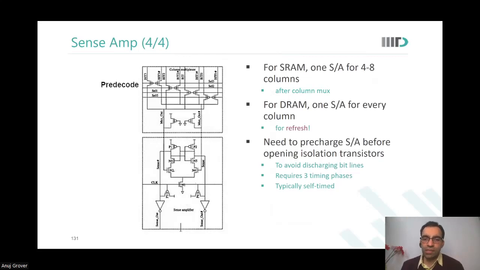So the last slide on sense amplifiers. In a SRAM, we have discussed that there could be, say, one sense amplifier per MUX4 or MUX8. In a DRAM, it is not possible. In a DRAM, you have to put a sense amplifier for every column. So if you have to put a MUX, it has to be below the sense amplifier. Okay.